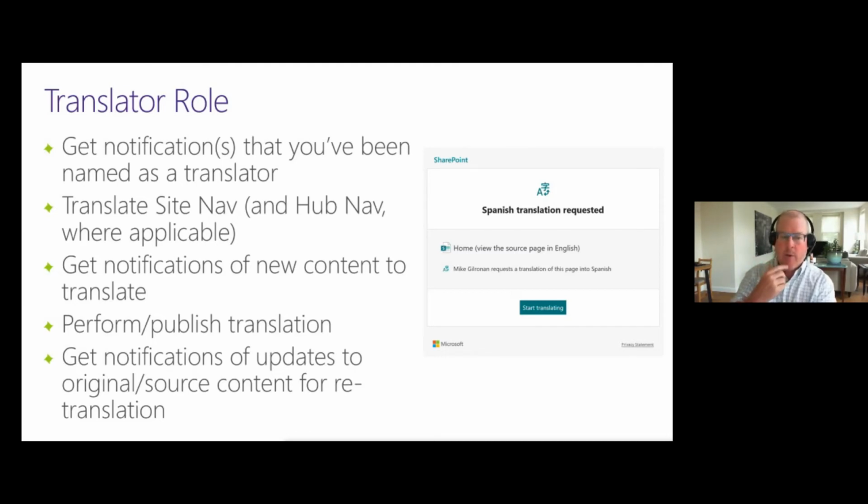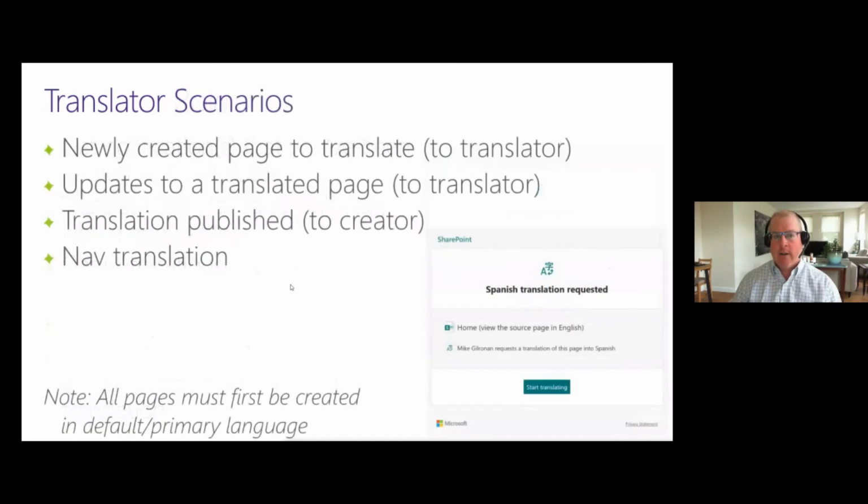So I already kind of demoed the perform and publish the translations, and then if the original or source content is changed, so that Phillies win the World Series article is changed, there was some sort of factual error in there or something that needed to be fixed, the source page gets updated. I'll also get a notification that, hey, that page that you translated, it's been updated since. Do you want to translate it again? So those are the key things I get as a translator.